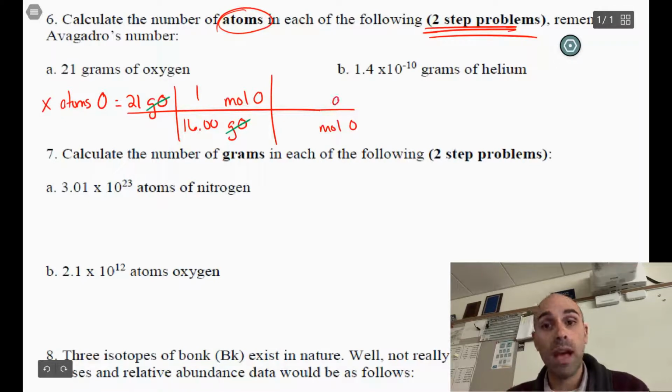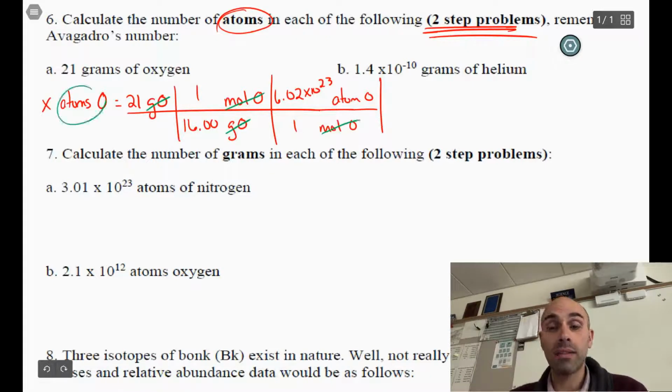First step is a molar mass, grams and moles, 16 grams for 1 mole. The second step is Avogadro's number. 1 mole, 6.02 times 10 to the 23rd atoms of oxygen. Making sure that we're always canceling grams of oxygen to grams of oxygen, moles of oxygen to moles of oxygen. After you do this, we simply multiply out 21 times 6.02 times 10 to the 23rd divided by 16.